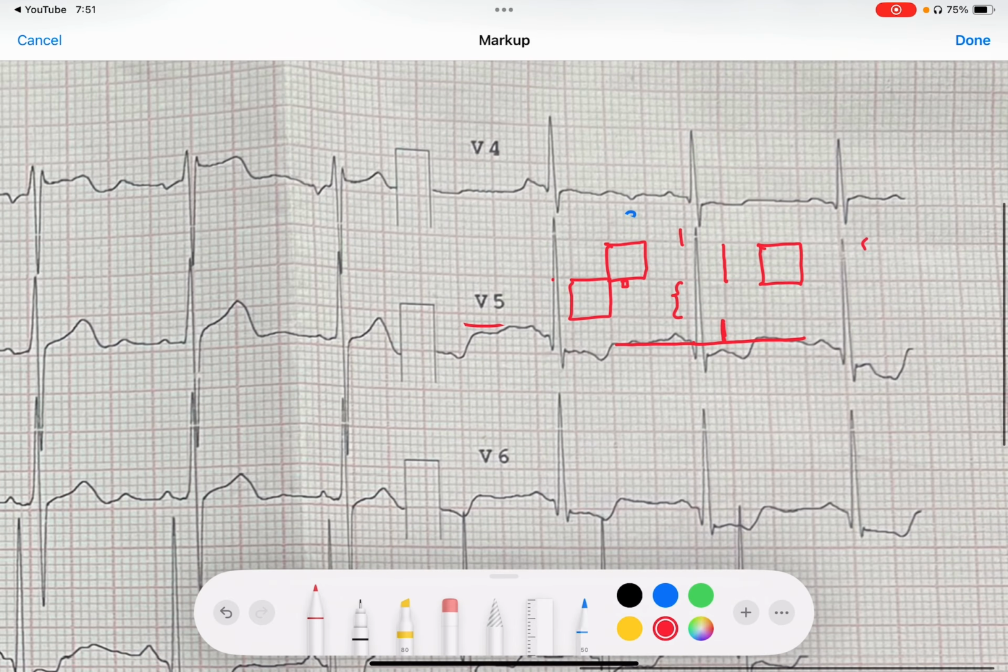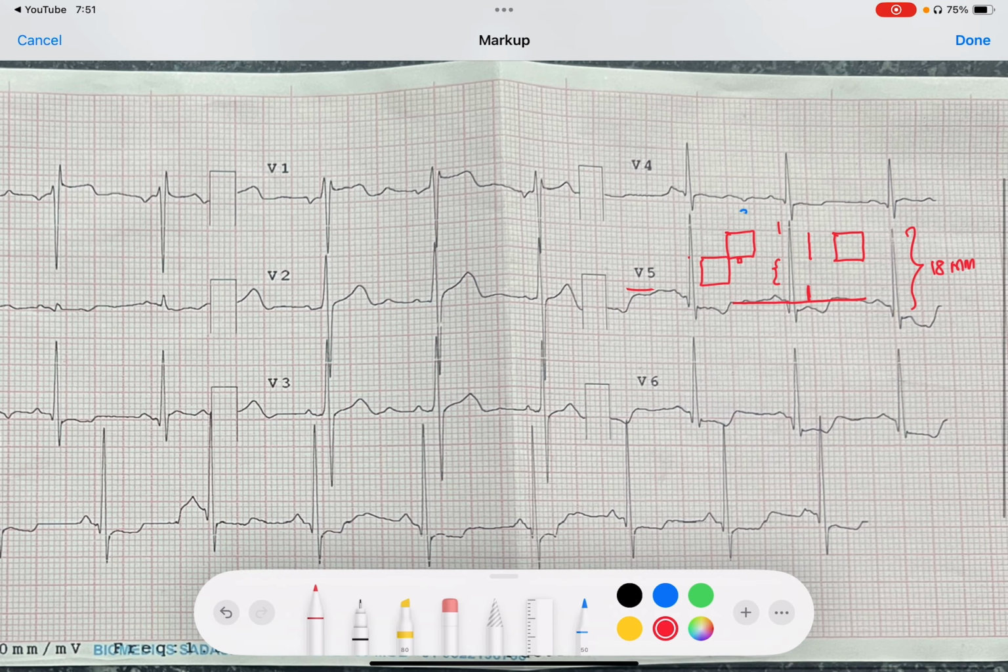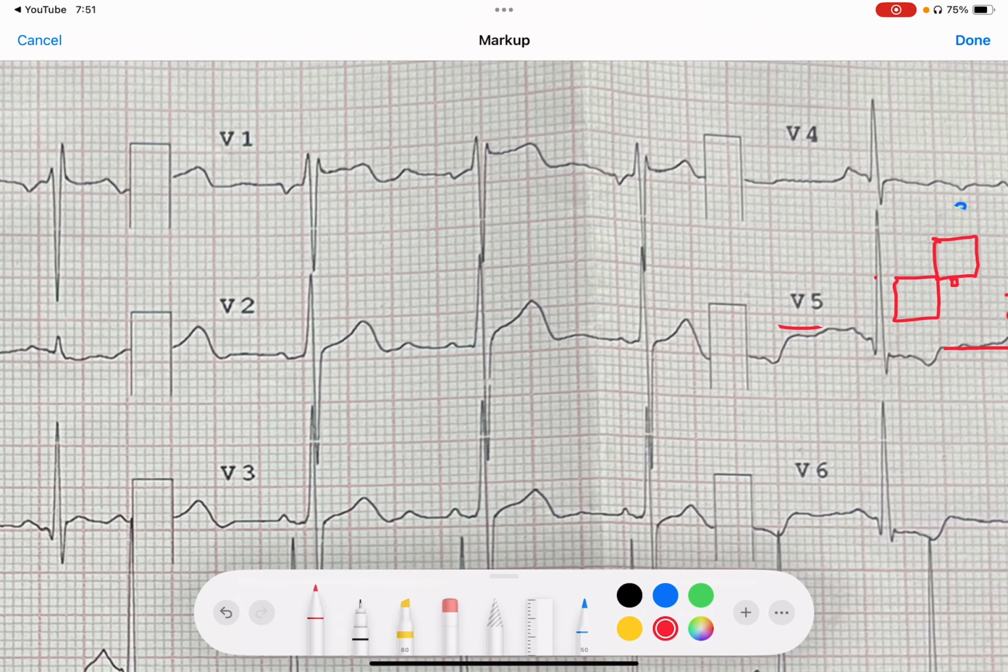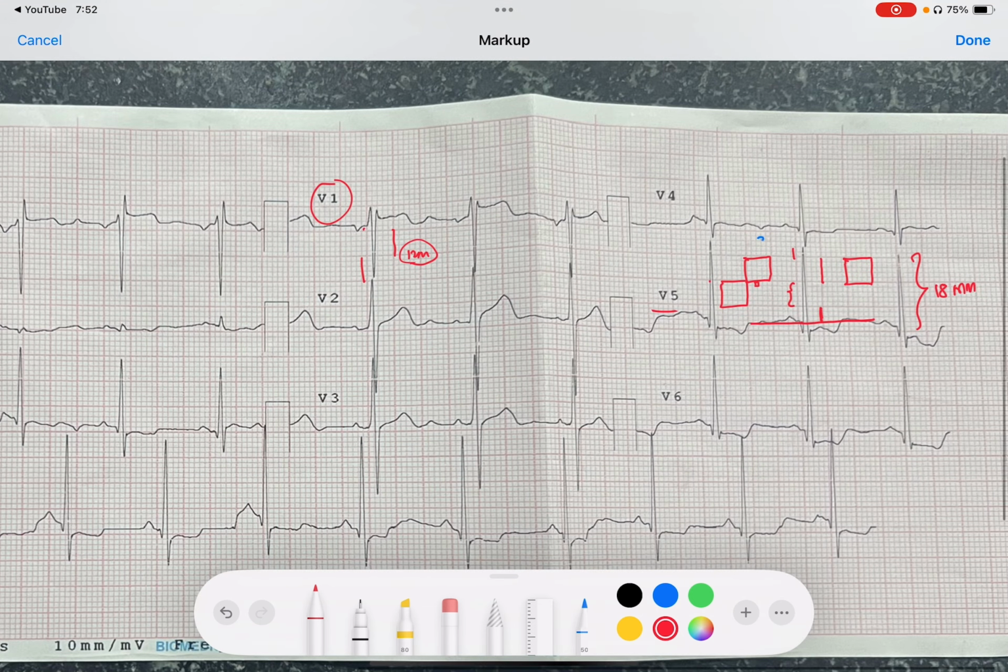So around 18 millimeter of strong QRS is there in V5 and V6, and at the same time we have strong S waves in V1. So exactly opposite. The stronger the R, the stronger the S in V1 and V2. So this is 5 and this is 5, 10 and around 2, so around 12 millimeter of S wave. So to call it LVH with strain, LVH means what?